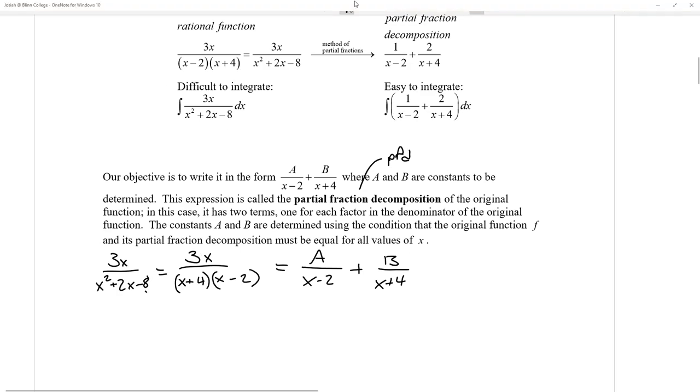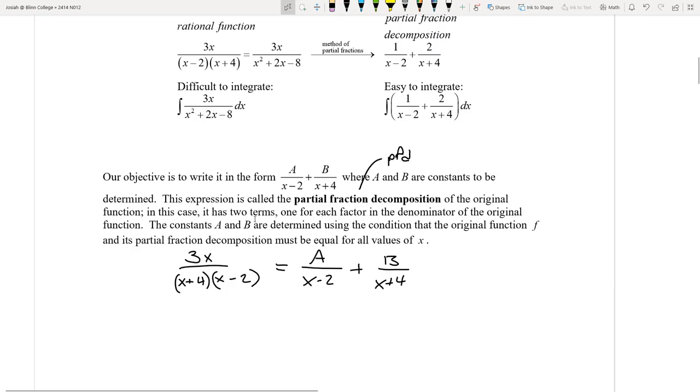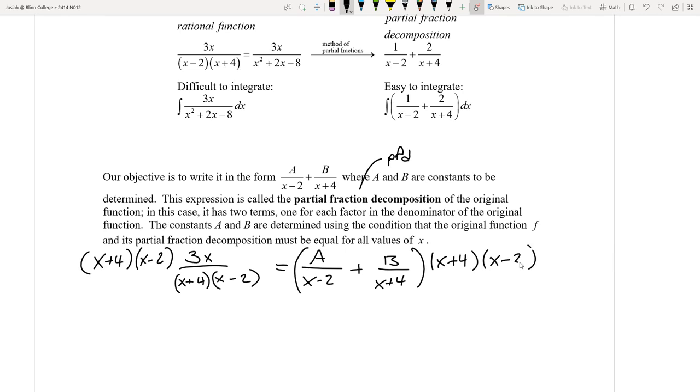From this point, we want to get rid of our denominators. So we have both sides of this equation, and we'll multiply them by both denominators. We multiply the right side as well, and on the left side, both denominators cancel. And so we just get 3x.